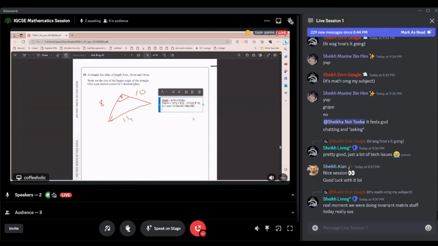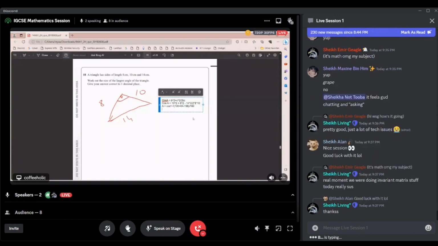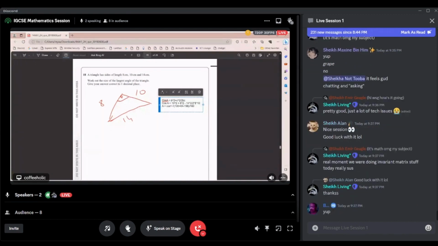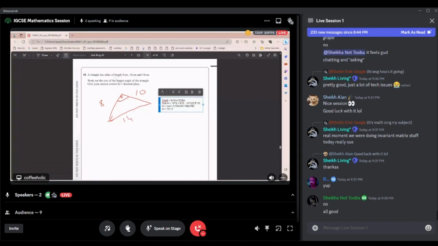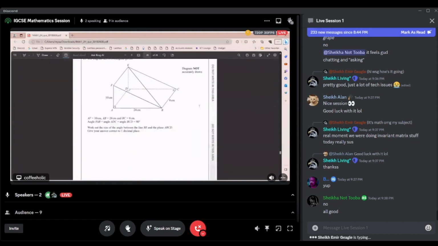Is that understood? One point five is what you should get if you do it on a calculator, to one decimal place. Do we need to explain this one more time, or do you get it? Okay, there are no doubts, so I think we just move on.